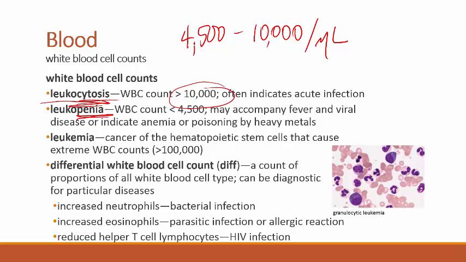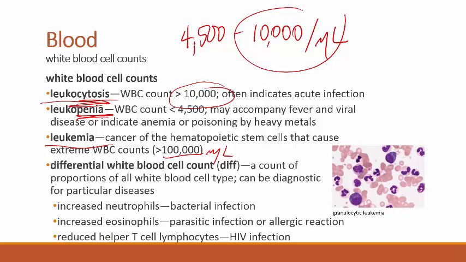So leukocytosis, excessive white blood cell counts. Leukopenia, deficiency in white blood cells. Leukemia is a cancer of the hematopoietic stem cells that are producing leukocytes, and you'll see really, really extreme counts, 100,000 per microliter. So, an order of magnitude more than what might be normal.